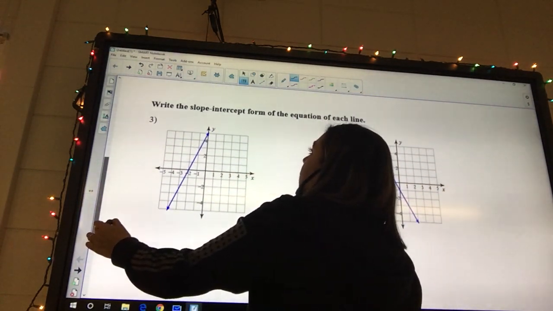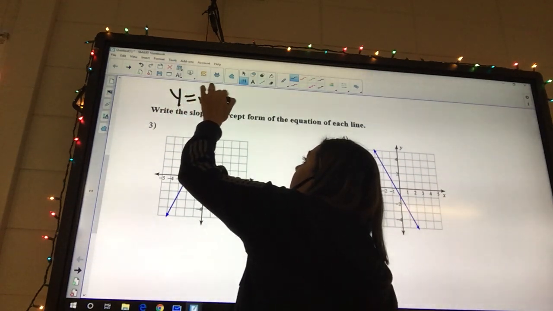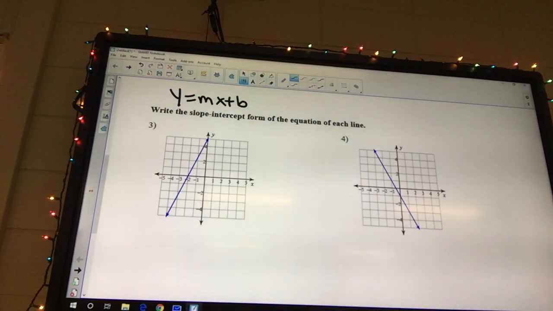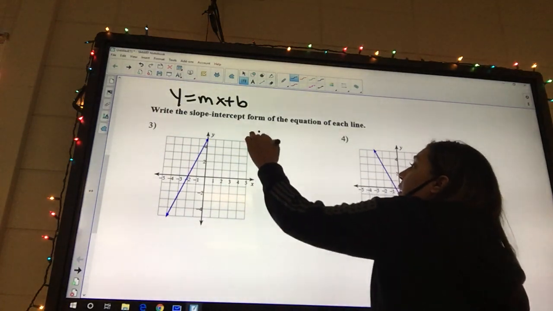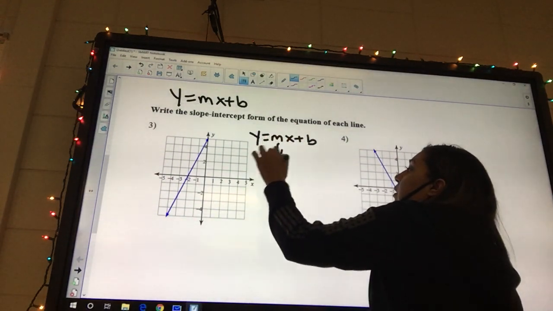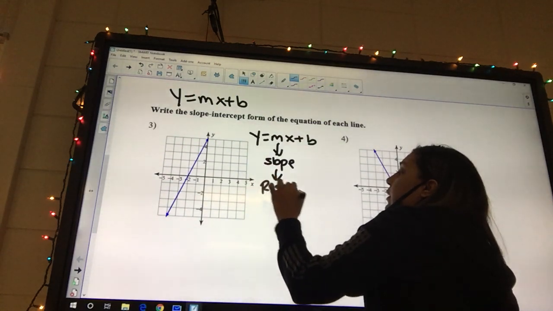The next one says write the slope-intercept form. So our slope-intercept form is y equals mx plus b. Okay, and when we write this out, okay, our m is our slope or our rise over run.